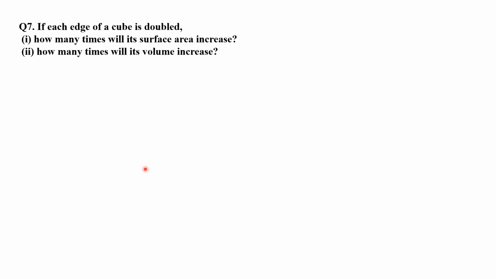So it becomes 2A. Now, I am going to find the surface area and volume for both the cases: of the original cube, and when the edge of the cube is doubled, then what is the surface area and volume.